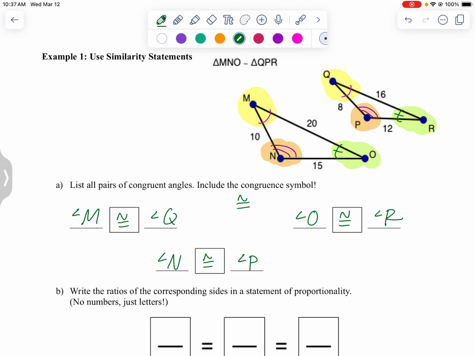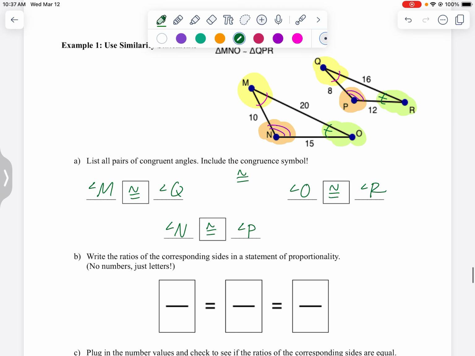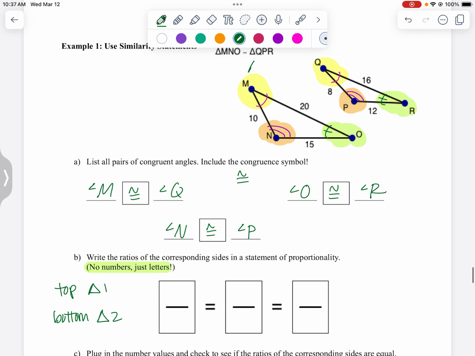Okay, step B says write the ratios of the corresponding sides in a statement of proportionality. So this is when we have no numbers, just letters, and this comes from the sides of my triangle. On the top, I'm going to have triangle 1. On the bottom, I'm going to have triangle 2. Okay, so again, here's triangle 1, here's triangle 2.